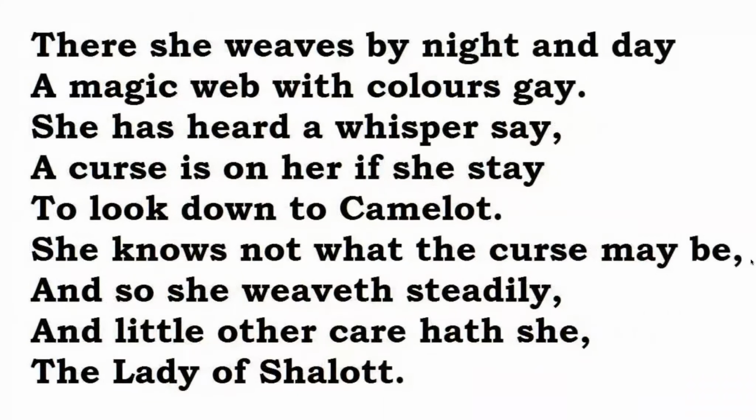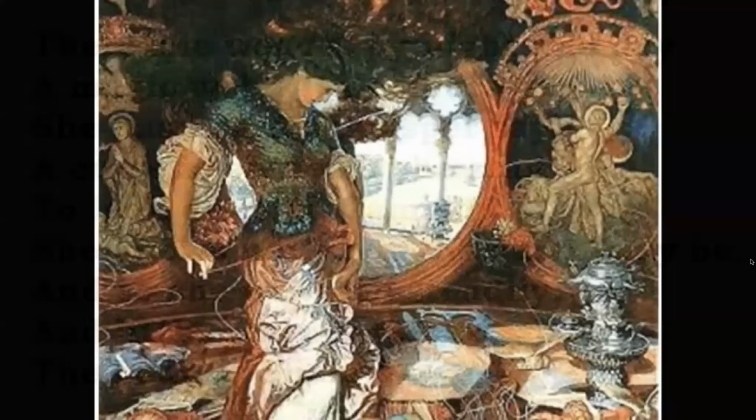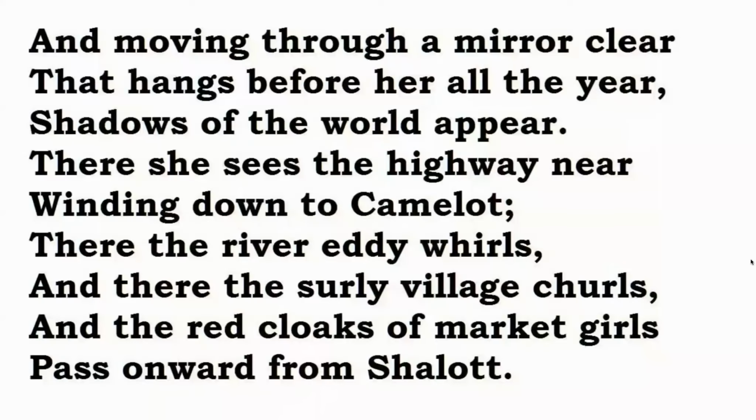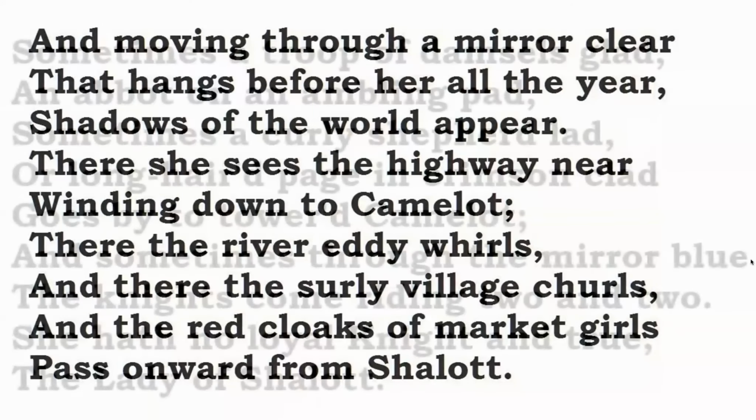She knows not what the curse may be, and so she weaveth steadily, and little other care hath she, the Lady of Shalott. And moving through a mirror clear, there hangs before her all the year, shadows of the world appear. There she sees the highway near, winding down to Camelot. There the river eddy whirls, there the surly village churls, and the red cloaks of market girls pass onward from Shalott. Sometimes a troop of damsels glad, an abbot on an ambling pad, sometimes a curly shepherd lad, or a long-haired page in crimson clad, goes by to towered Camelot.